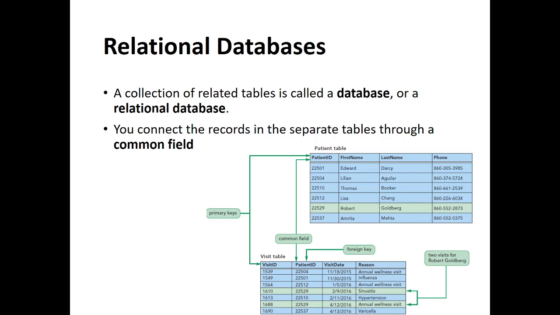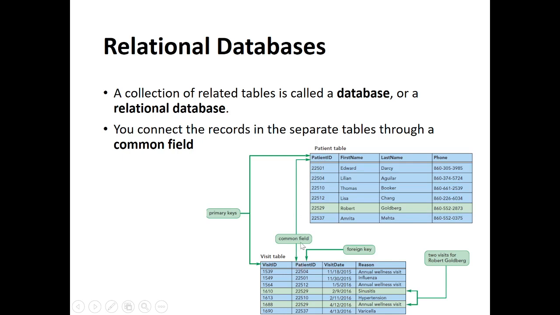Now, let's see. We have a term, relational database. When we have a collection of related tables, this is called a relational database. Yani, related tables. For example, the patient has a related table, visit. Yani, one patient, for example Robert, is one patient, 22529. He is making many visits, more than one visit. You see that? So the patient table is related to the visit table. And they have one common column, patient ID, which is available here and also here.